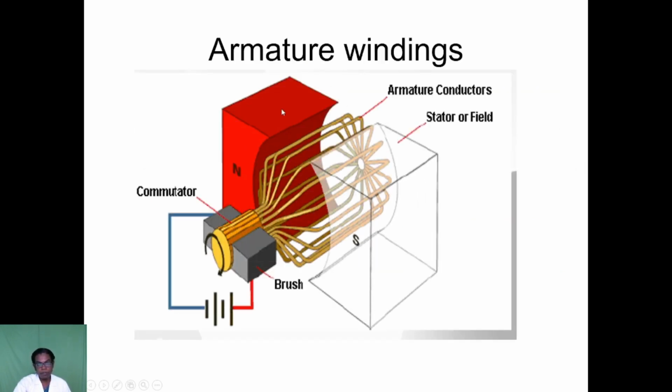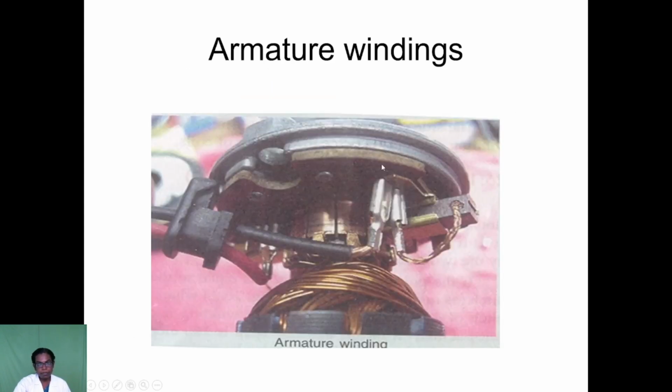Armature winding we have seen already. And this is a practical armature winding. The armature winding is placed in the rotor path. This is the rotor path. And this is a brush holder.